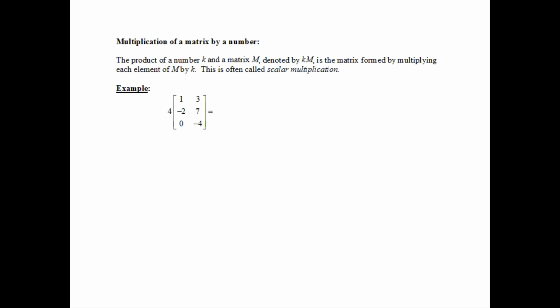Multiplication of a matrix by a number. We call this scalar multiplication. We think of a number, it's often called a scalar to distinguish it from a matrix or a vector. And so here our number is k, our matrix is capital M, and we multiply kM. All we're going to do is multiply each element of M by that scalar or number k. So here we're going to multiply 4 times 1, 4 times negative 2. Again, this is one that works probably exactly as you would have guessed if you didn't know any better.